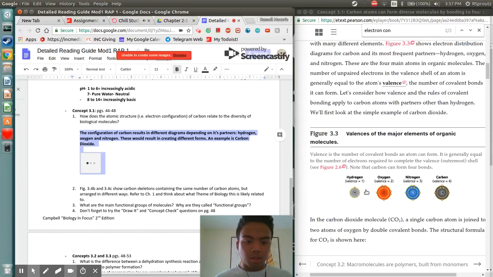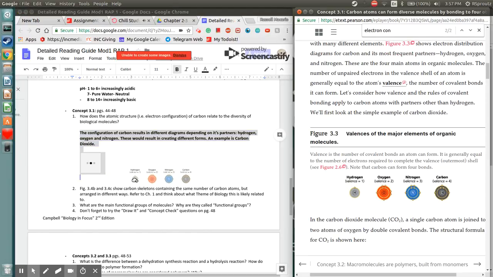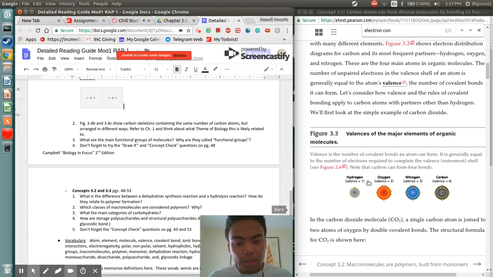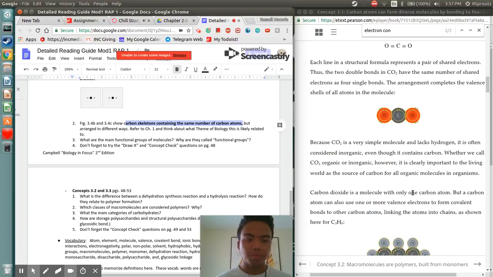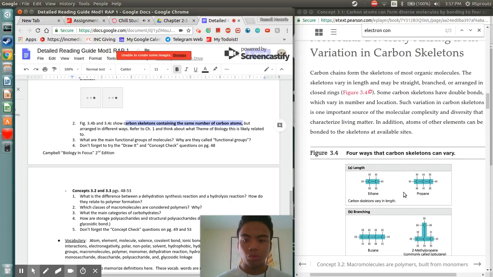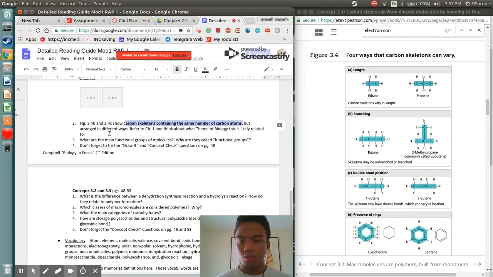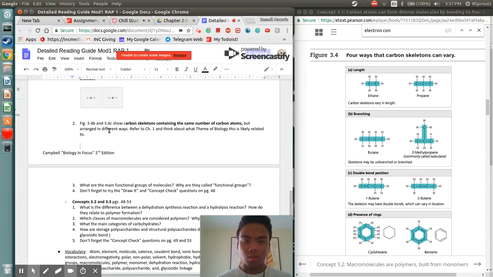Here, let me pull this up as well. Hope it uploads. But yeah, at least we can refer to our notes. So let's go to 3.4 to 3.C. Containing the same number of carbon atoms. Okay. Branching and double bond position. What is related to?